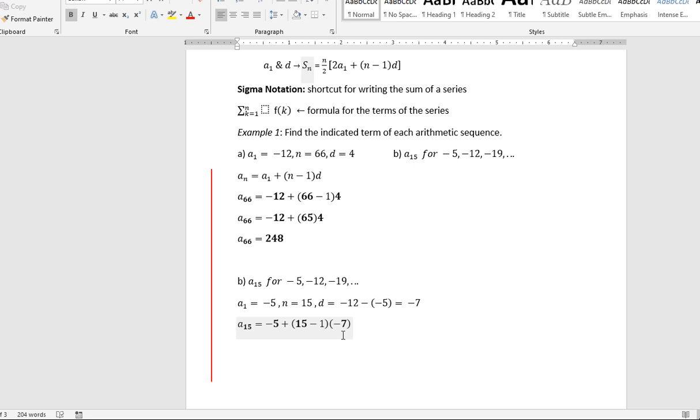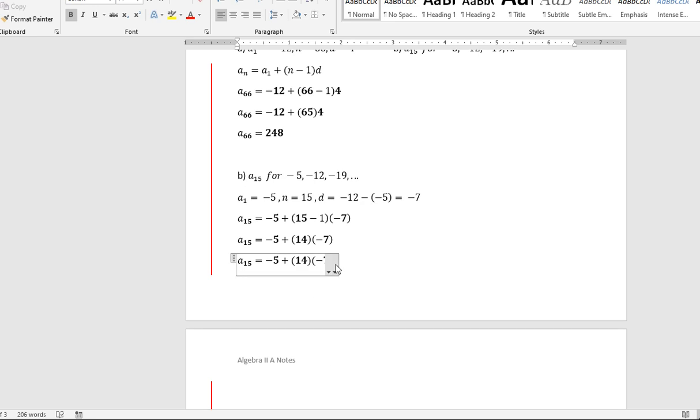And to make life easier, you can literally just put this expression in your calculator, or you can say, I know that negative 5 is, this will be 14, negative 7 times 14. I don't know if I even did that. Nope, I didn't. I just figured it all out. So let's do that all in one step and get that a sub 15 is negative 103. So that would be your final answer.